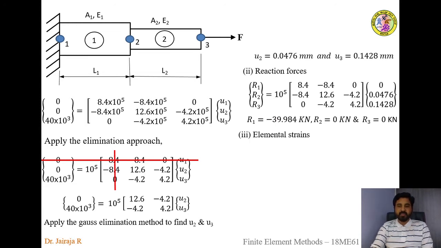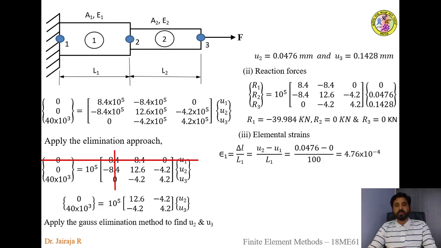Next, elemental strains can also be obtained from the nodal displacements. So elemental strain for element 1, epsilon 1, is equal to change in length divided by original length. So it is U2 minus U1 divided by L1, because element 1 is formed between node 1 and node 2. Substitute values, and epsilon 1 is equal to 4.76 into 10 raised to minus 4.